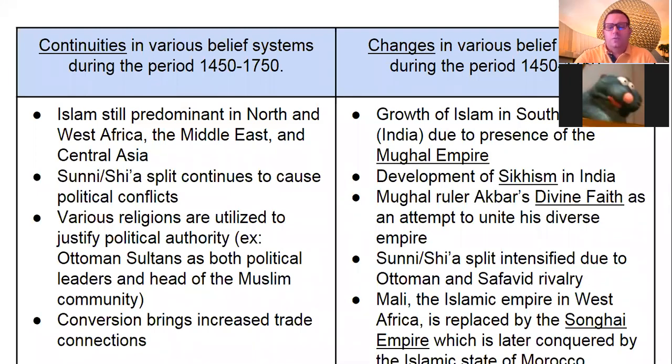But if you shift over here, you have your changes. An important change would be the development of Sikhism. Another important change would be the fact that Islam moves into India. So these are all changes. This chart is probably one you're going to want to refer to and be familiar with, the different continuities and changes.